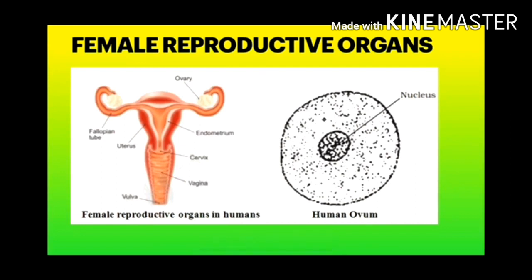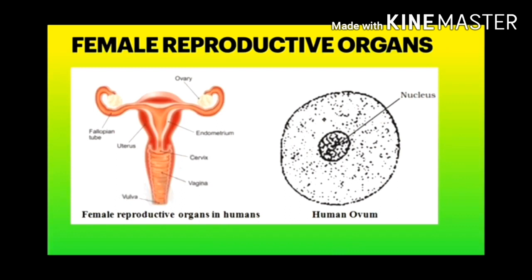The oviducts are responsible for joining the uterus to the ovary. Fallopian tubes or oviducts are thin and coiled muscular tubes with a funnel-shaped opening near the ovaries. The fertilization of egg or ovum takes place in the fallopian tube.